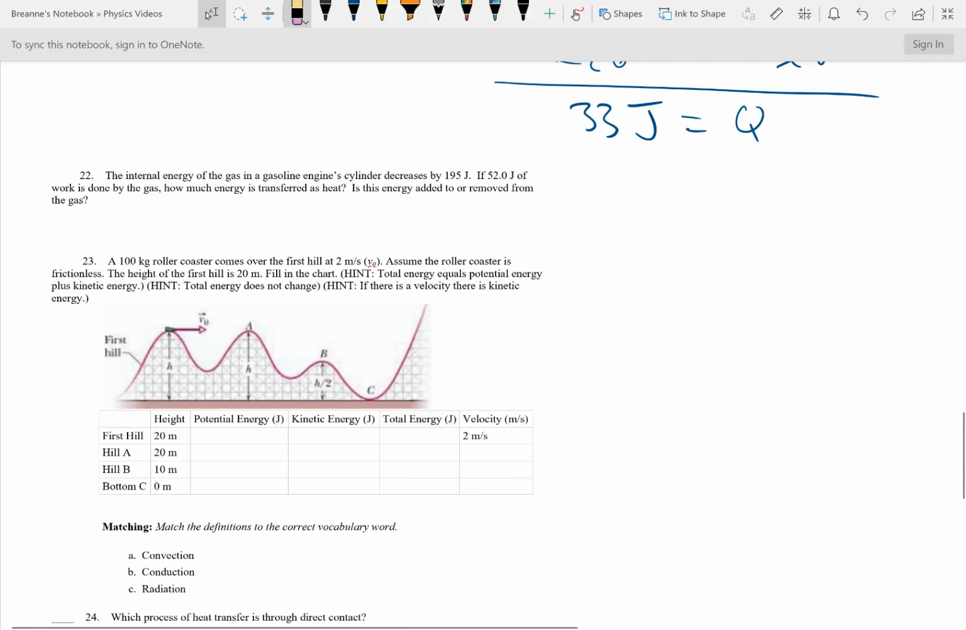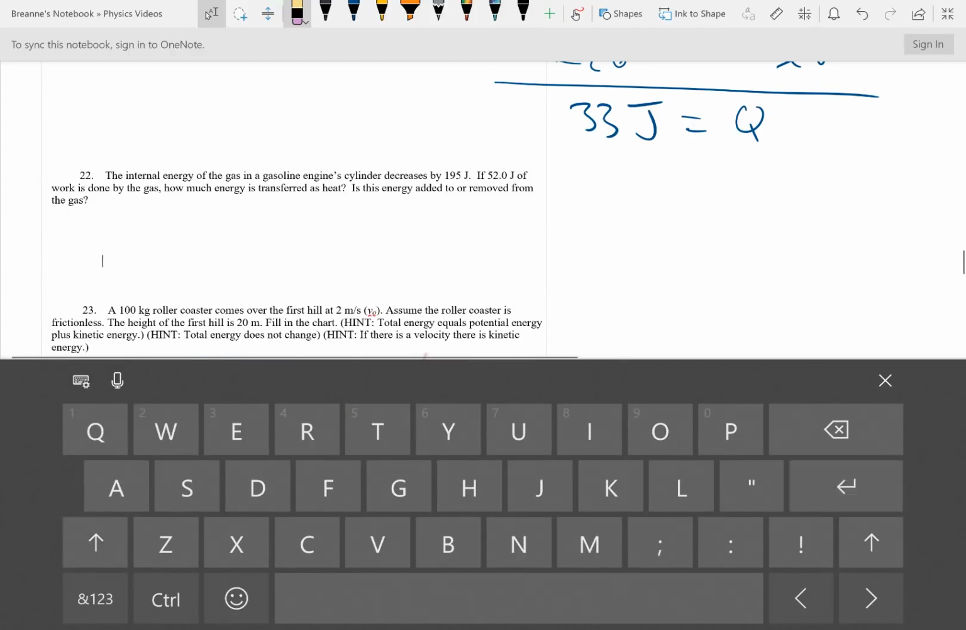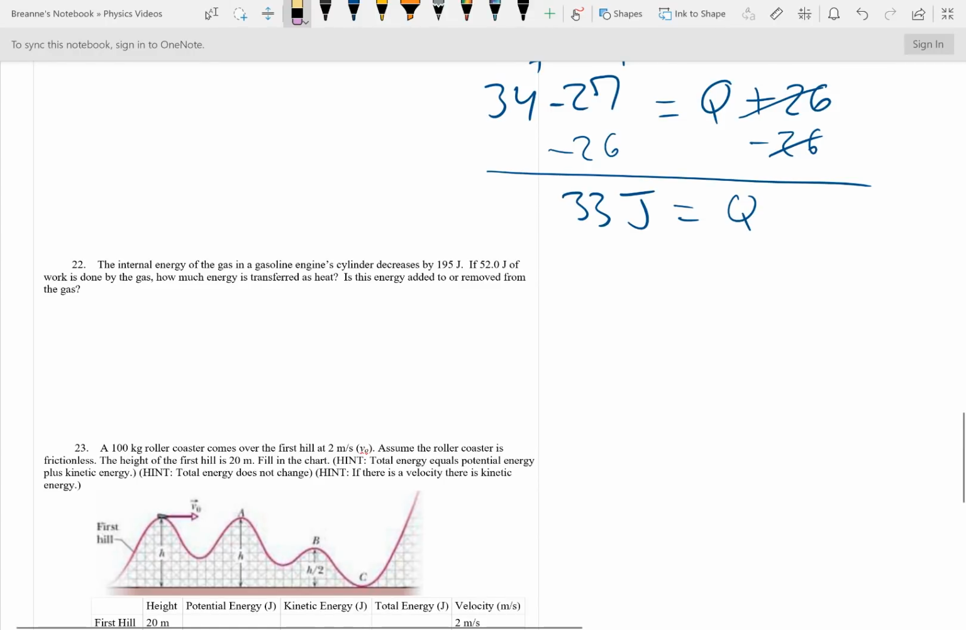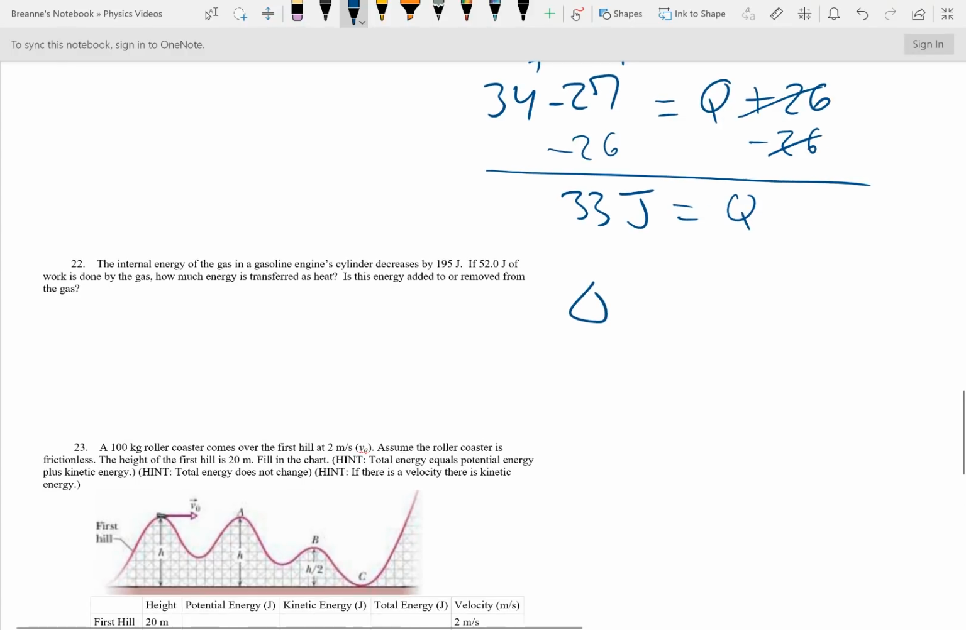The internal energy of the gas in a gasoline engine decreases by 195 joules. If 52 joules of work is done by the gas, how much energy is transferred as heat? And then is it added, so is it positive or is it negative? So this is asking you, is it positive or negative? And the internal energy is decreased by 195. So decreasing means it's negative.